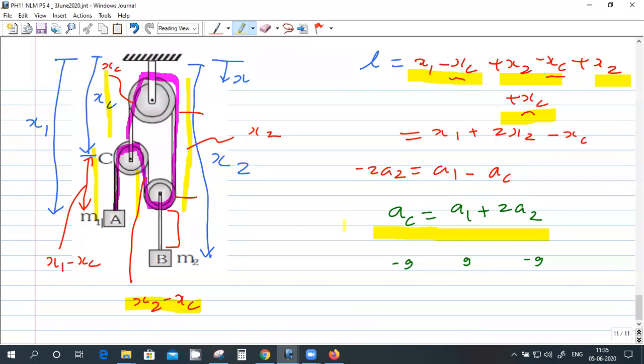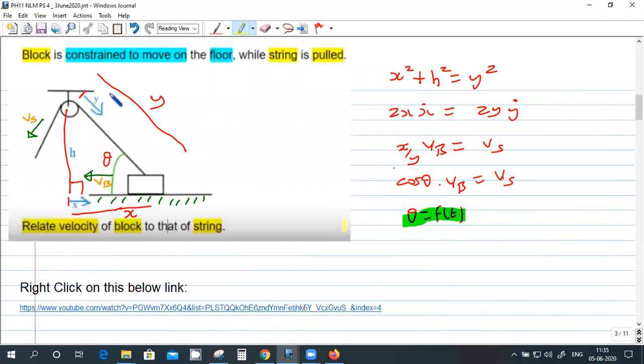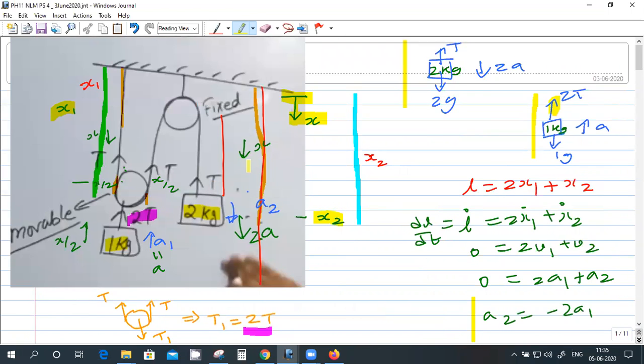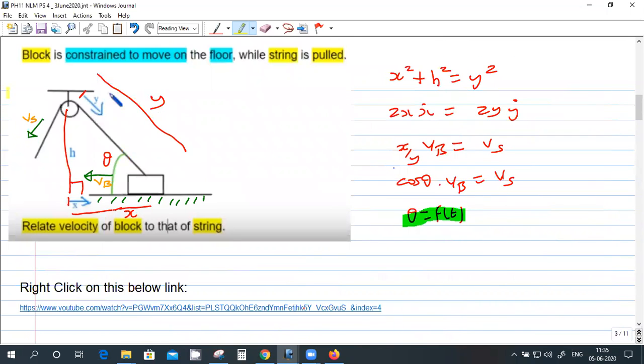Okay. Similarly in this problem, what is the constraint? The length of the string is constant, right? There's a constraint. Here, what is the constraint? Here the constraint is that x and y will form a right angle triangle with h as the third side. That is the constraint, which will not change. x and y will always form a right angle triangle with h as a vertical length. So h will not change. This is the constraint in this problem.